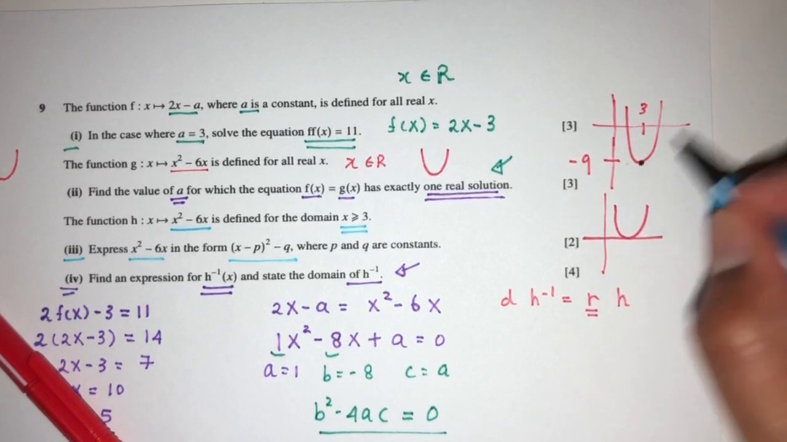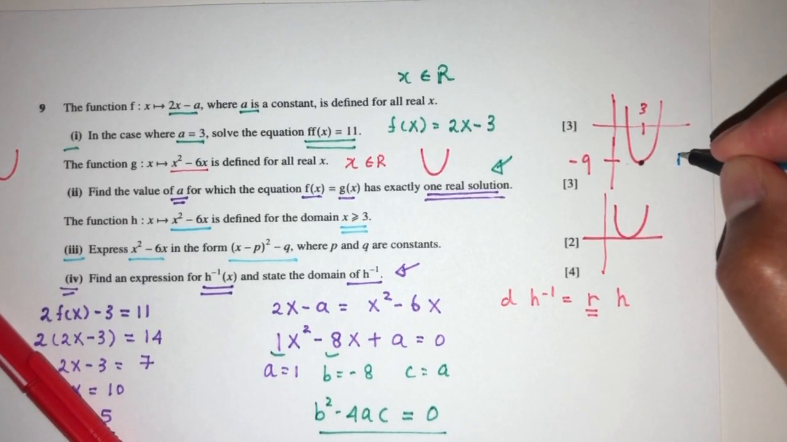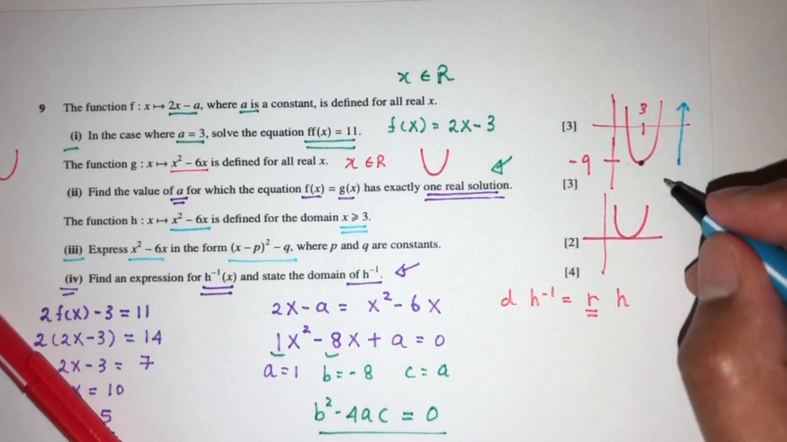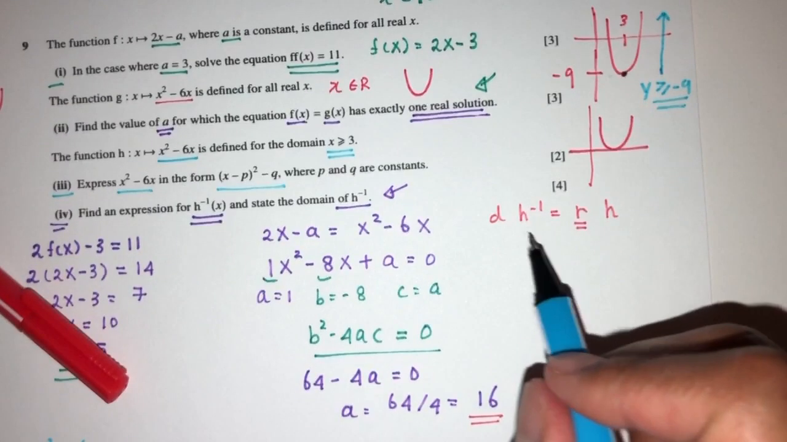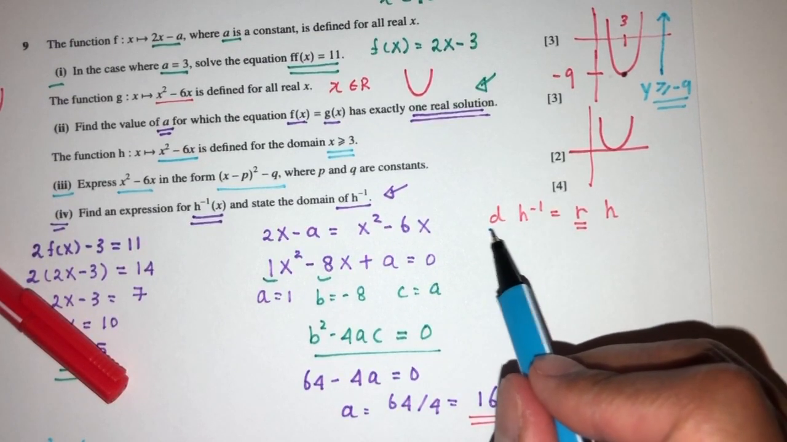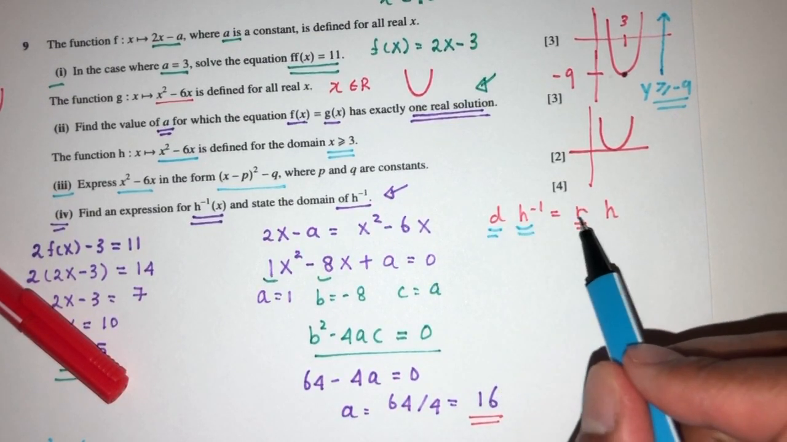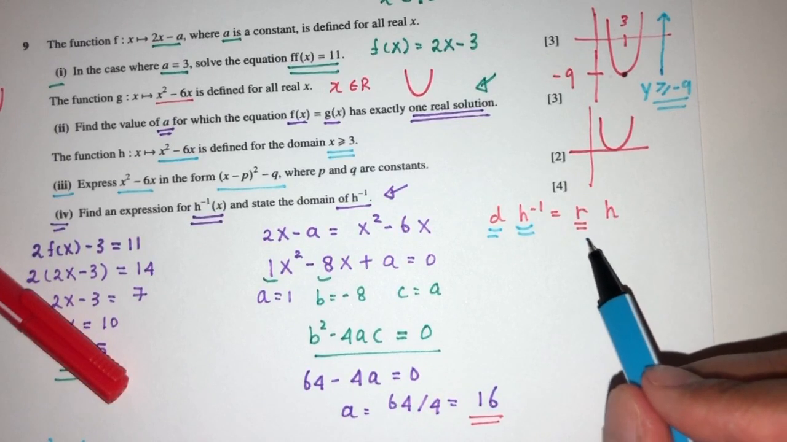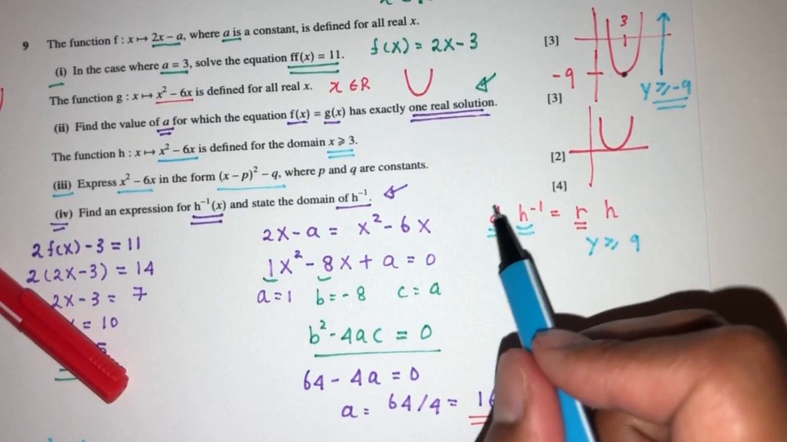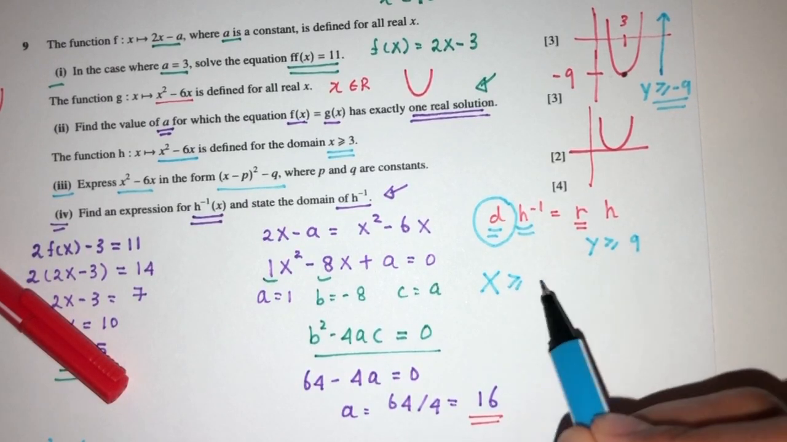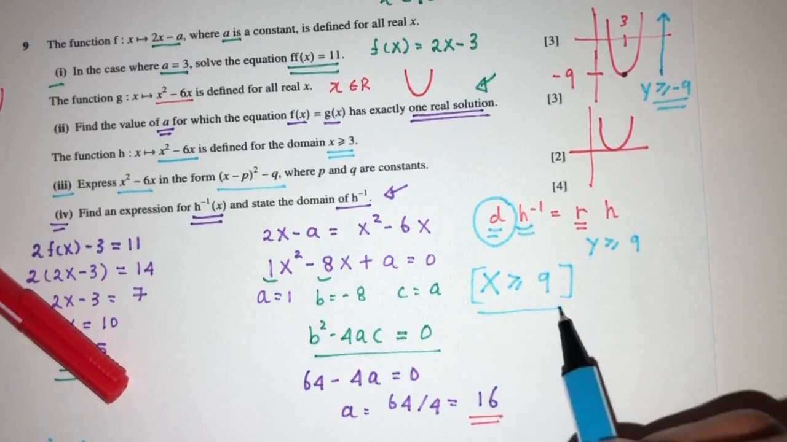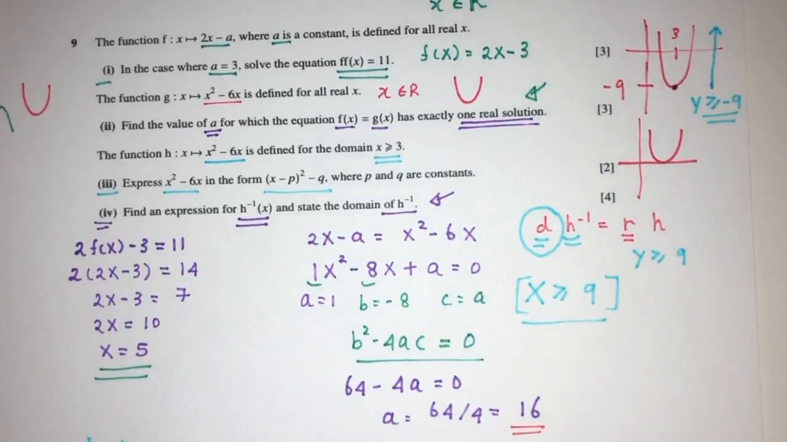So as you can see, the range of h is always going to be more than or equal to minus 9. So the range is y more than or equal to minus 9. This is the range of h. Now, as you can see, we have defined that the domain of h inverse is equal to the range of h. The range is defined by y more than or equal to minus 9. However, if you want to define the domain, you have to write x. So x will have to be more than or equal to minus 9. So this will be your answer for the last part of this question, which refers to the chapter of functions.